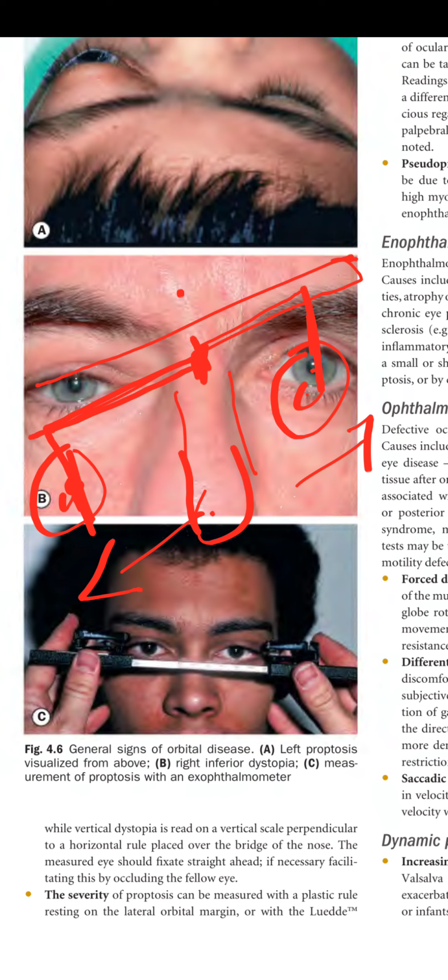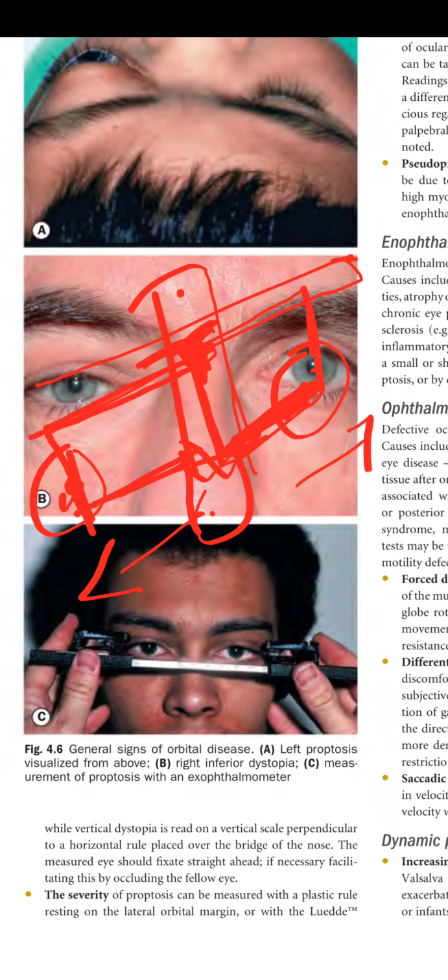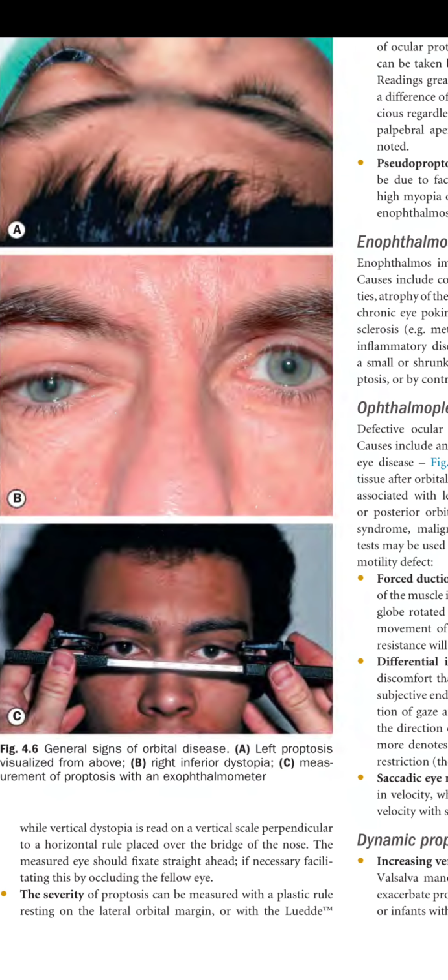After that, you measure the vertical dystopia. How will you measure? You put another scale downwards from the tip of the nose, and then you measure from here to the center of the pupil. The pupillary reflex gives the distance between this side and this side, and you also measure it from this side of the nose, and then you will see how much it is displaced downward. So this will give us the vertical dystopia measurement.